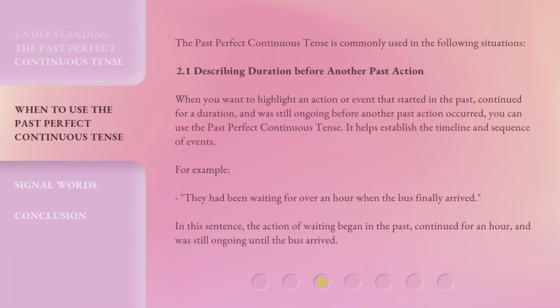The past perfect continuous tense is commonly used in the following situations. 2.1 Describing duration before another past action. When you want to highlight an action or event that started in the past, continued for a duration, and was still ongoing before another past action occurred, you can use the past perfect continuous tense. It helps establish the timeline and sequence of events.